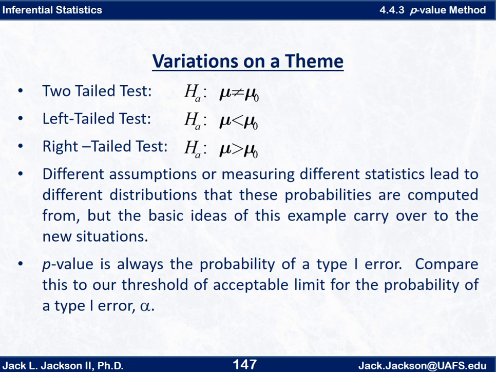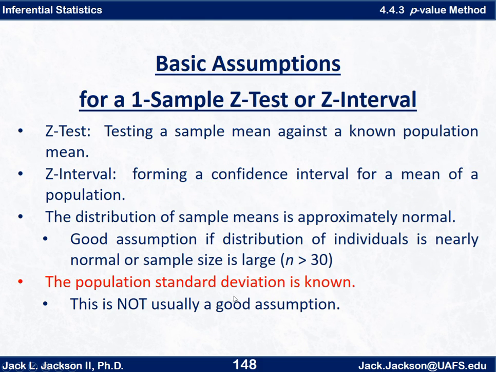The p-value always relates to at least the probability of a type I error. Okay? And we want to compare it to our threshold of the acceptable limit for probability of type I error, which is alpha. Okay? A p-value is always the probability of getting a sample, getting a result, that value of what we actually got, or something more extreme.